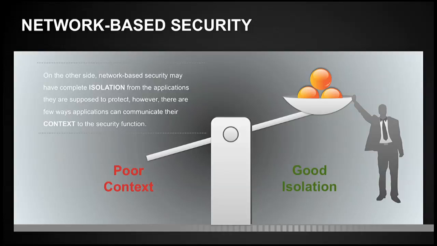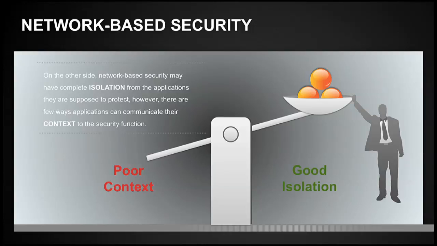Likewise, traditionally, network-based security has very good isolation because it doesn't run on the same host, doesn't run on the same entity as the applications they're protecting. They're in the network, so they're isolated from the applications. But it has been challenging for network-based security to get the context information, and they do need the application context to be more efficient.